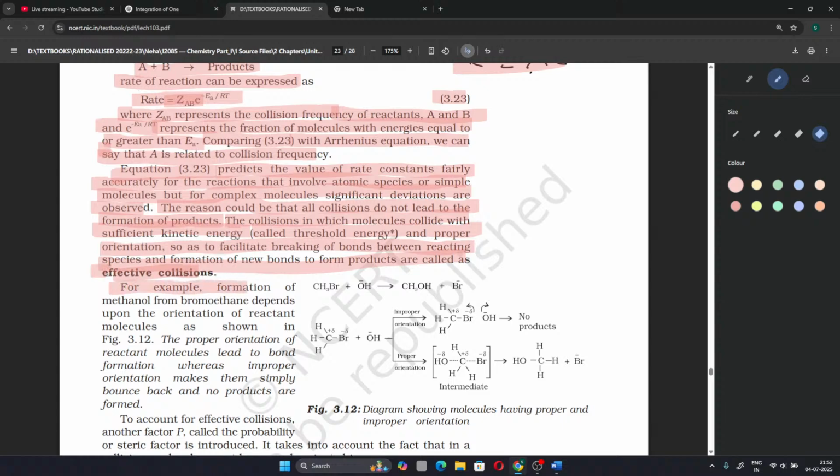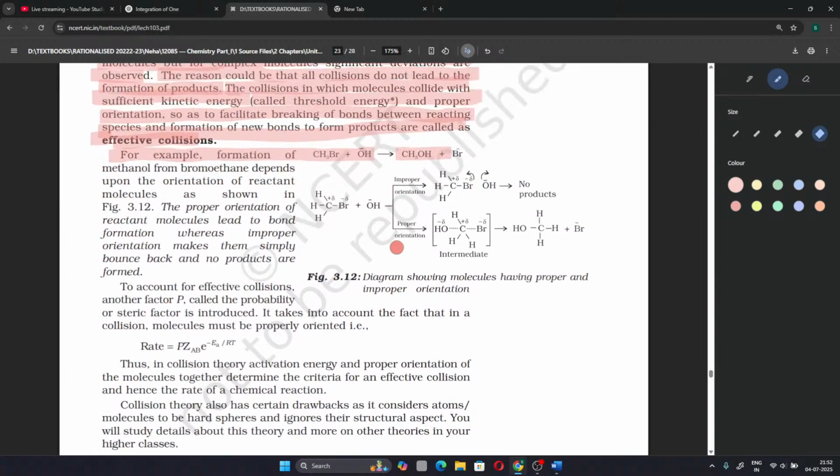For example, the formation of methanol from bromomethane plus OH minus gives methanol plus bromide ion. It depends upon the orientation of the reactant molecules as shown in figure 3.12, a diagram showing the molecules having proper and improper orientation. This is bromomethane and OH minus. Improper orientation is when bromine and OH minus are in the same direction. Here no product is formed because of minus-minus repulsion.